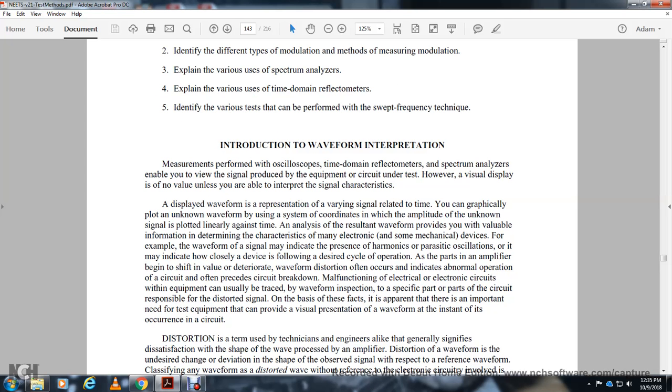Introduction to waveform measurement: the performance of the oscillator with the time domain reflectometer and the spectrum analyzer. You will be able to view the signal produced by the equipment or circuit under test on the visual display, and interpret the signal characteristics of the display. A waveform is a representation of various signals as a relay of time, graphically.